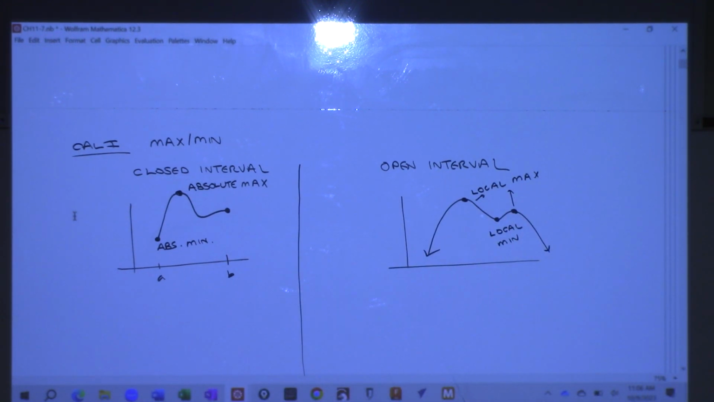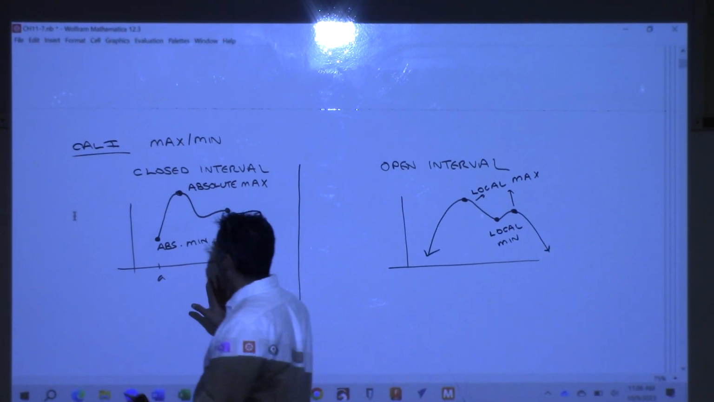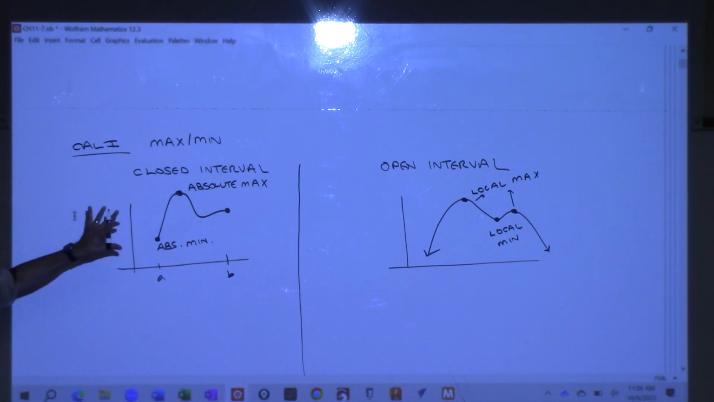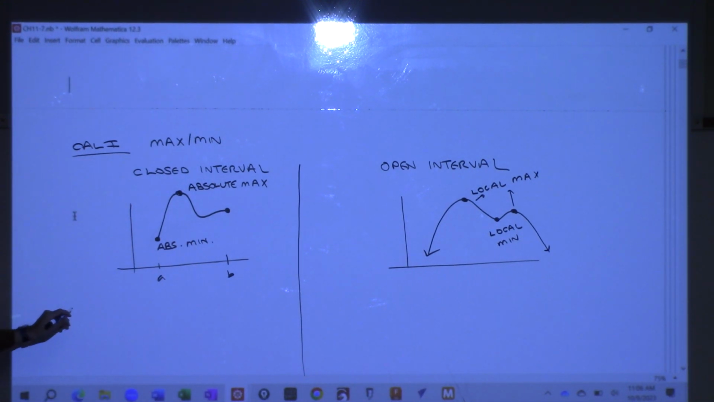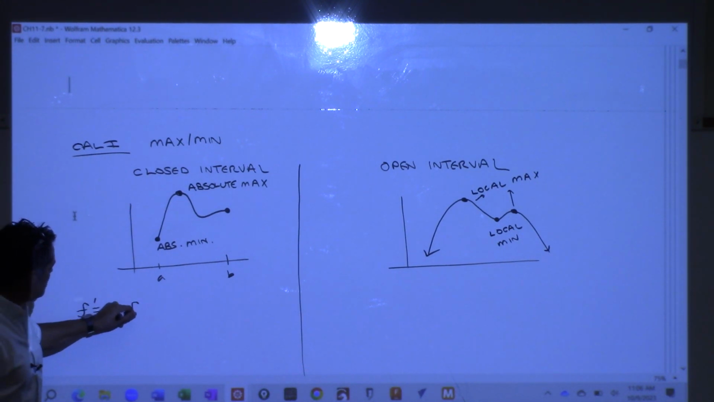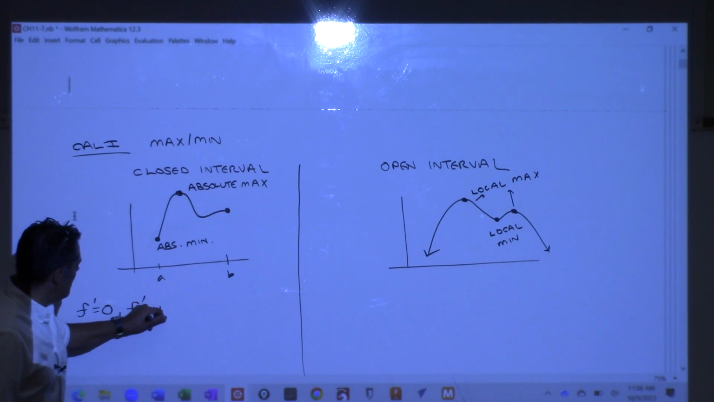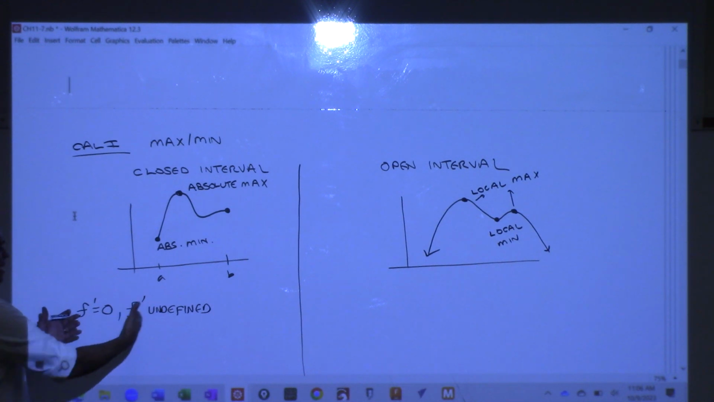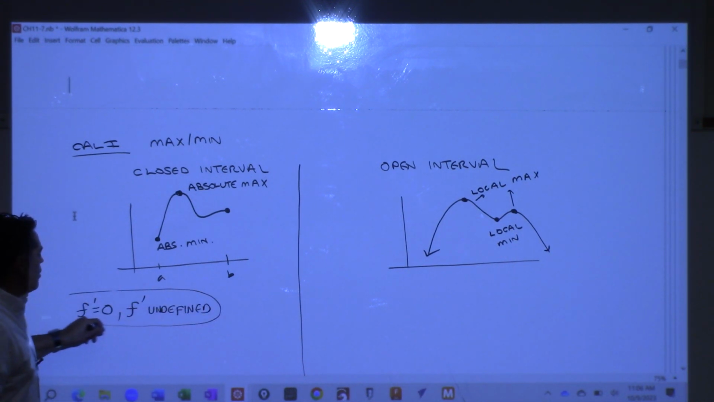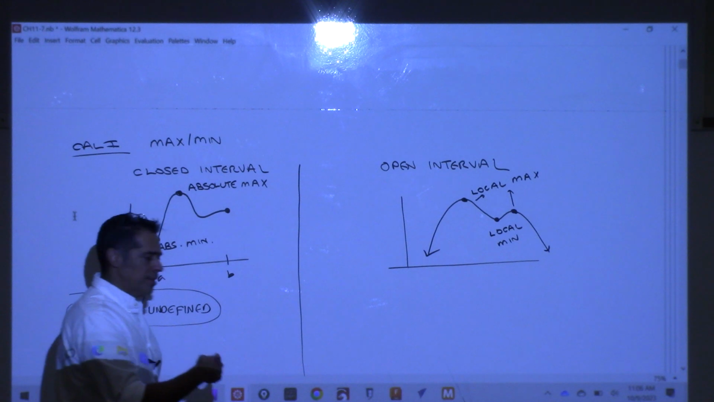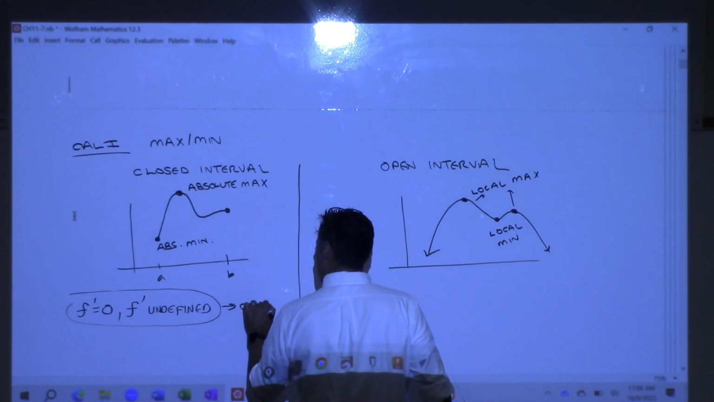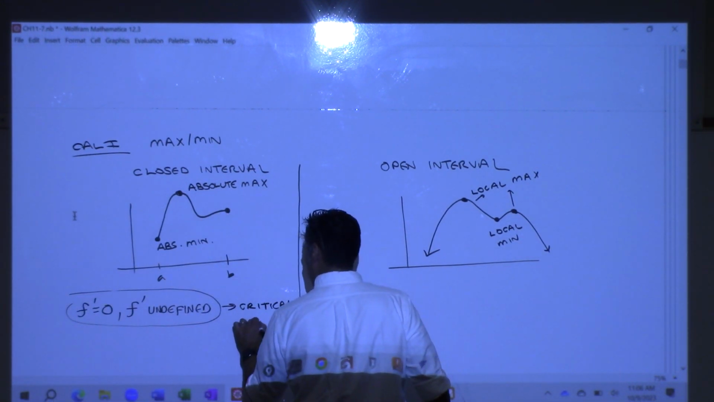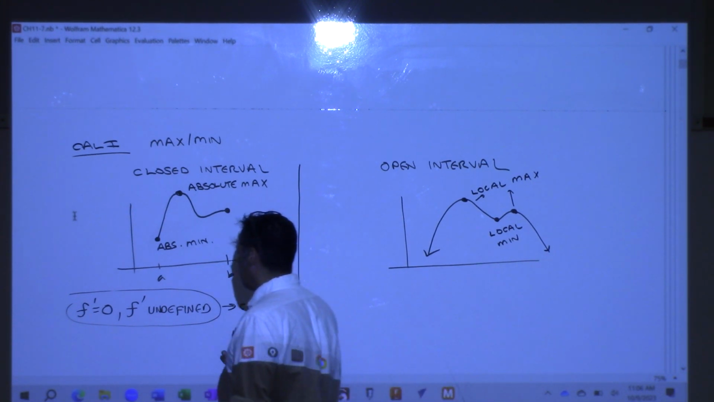Just the idea. So back in Cal 1, if we're trying to find the absolute max and minimum of a continuous function on a closed interval, what we do is we take the derivative, we set it equal to 0. We also take a look at that derivative and see where it's undefined or where the derivative doesn't exist. And anywhere where these two things happen, we call these critical numbers or critical points.